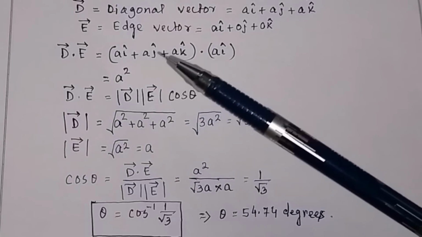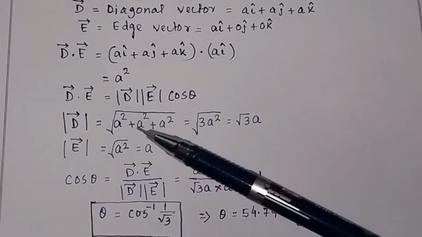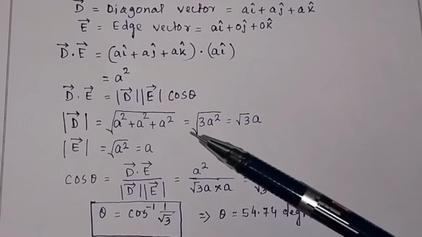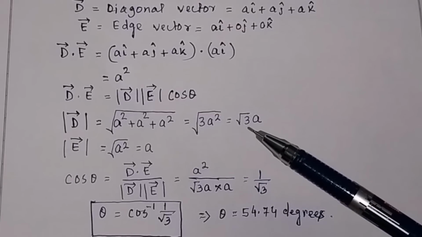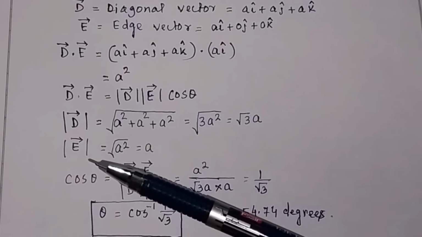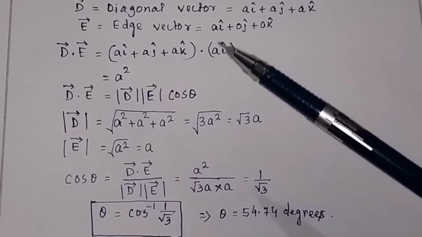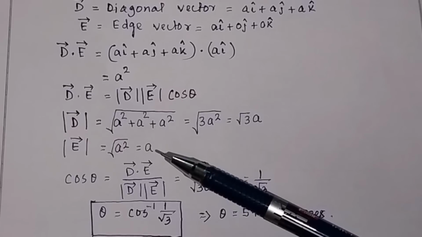If the diagonal vector is a i cap plus a j cap plus a k cap, then its magnitude will be equal to square root of a square plus a square plus a square, that is equal to square root of 3a square, which will be equal to root 3 a. Similarly, the magnitude of the edge vector, you see, the edge vector is a i, so the magnitude of the e vector will be square root of a square, that is equal to a.